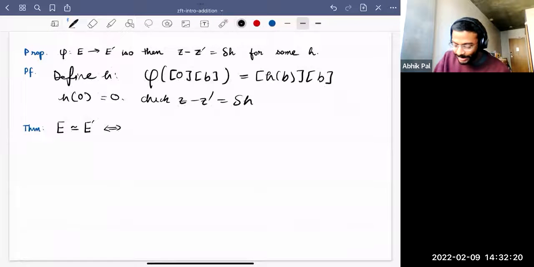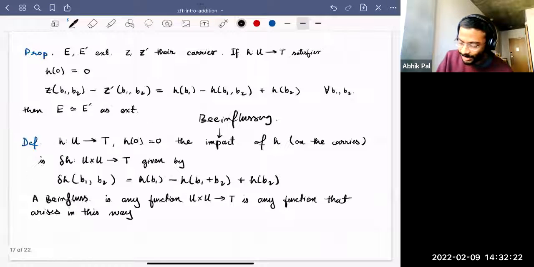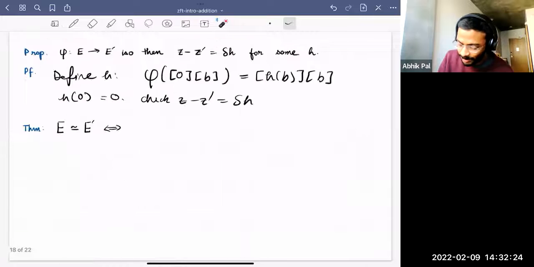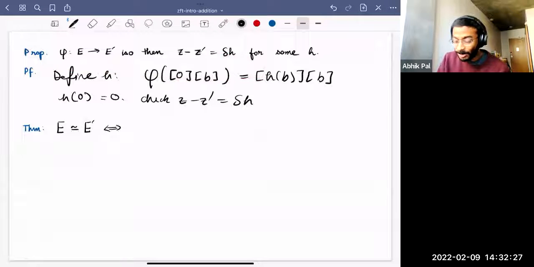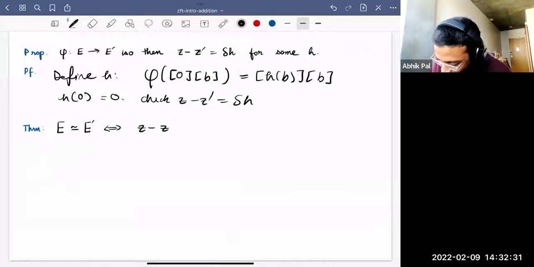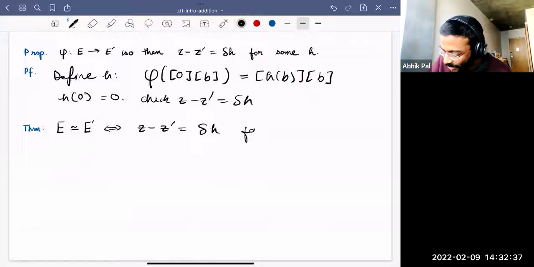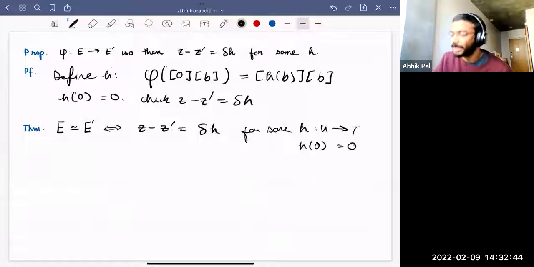So what we have shown in these two ways, first this proves one direction, and this proves the other direction, is that two extensions are isomorphic if and only if their carries differ by one of these Beeinflussungen. So if z minus z prime is delta h for some h, and this satisfies the usual conditions that we want it to satisfy.